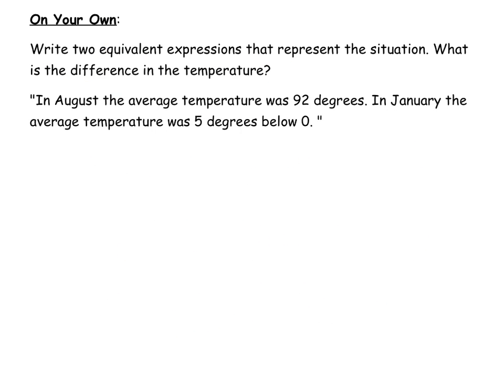Now there's a problem for you to try on your own. We're going to do the same thing as the last slide, so we need two equivalent expressions to represent our situation and then find the difference in their temperatures. In August, the average temperature was 92 degrees. In January, the average temperature was 5 degrees below zero. So pause the video, answer the problem, come back and check your answers.